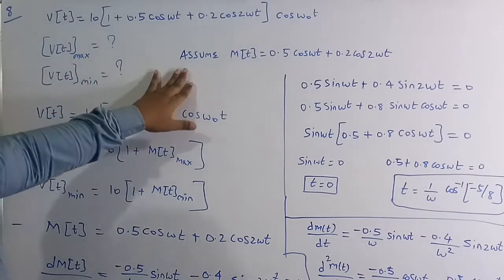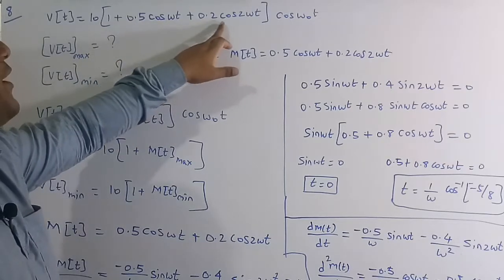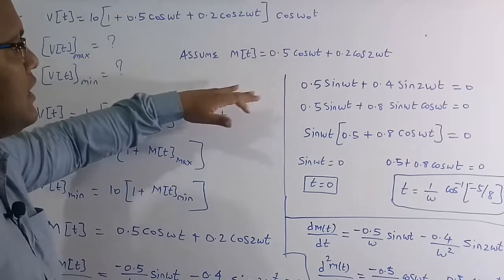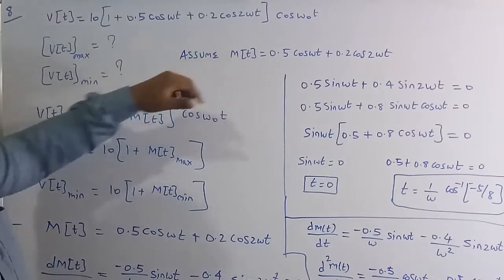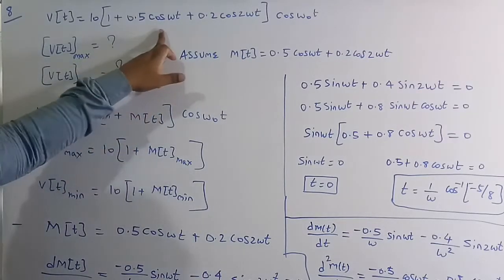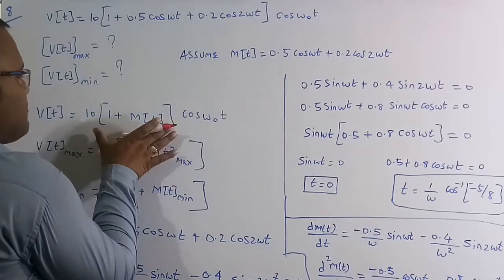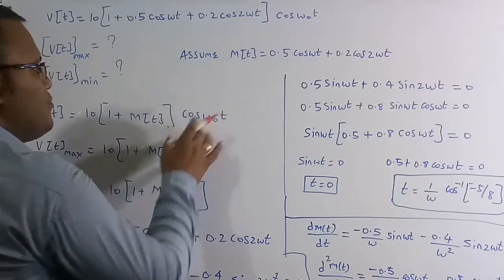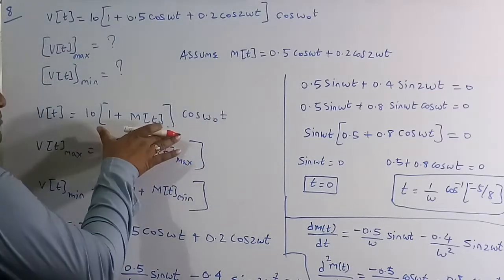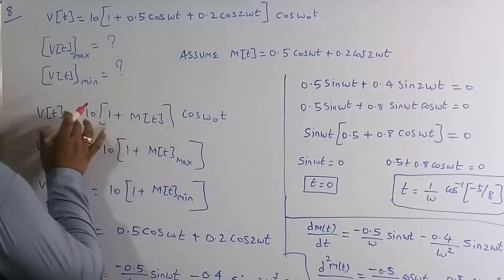So here let me assume that M of t is equal to 0.5 cos omega t plus 0.2 cos 2 omega t. Let me assume this one is M of t. Therefore V of t we can write as 10 into 1 plus M of t into cos omega naught t. If you see carefully, this is the amplitude of the cos omega naught t. So if this is maximum, then this is also maximum. If this is minimum, then this is also minimum.